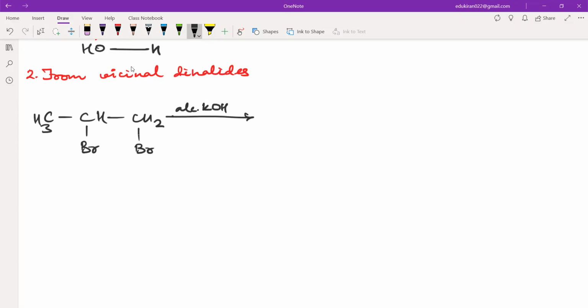So alcoholic KOH, when it is reacted with alkyl halide, what will happen? It will remove the Br and one of the alpha hydrogens like this. So HBr will be removed and you will get a double bond. We have seen this reaction when we were doing the preparation of alkenes. So you get C double bond CH2, and here you have a Br atom attached. Now we react this with a good base, that is NaNH2.